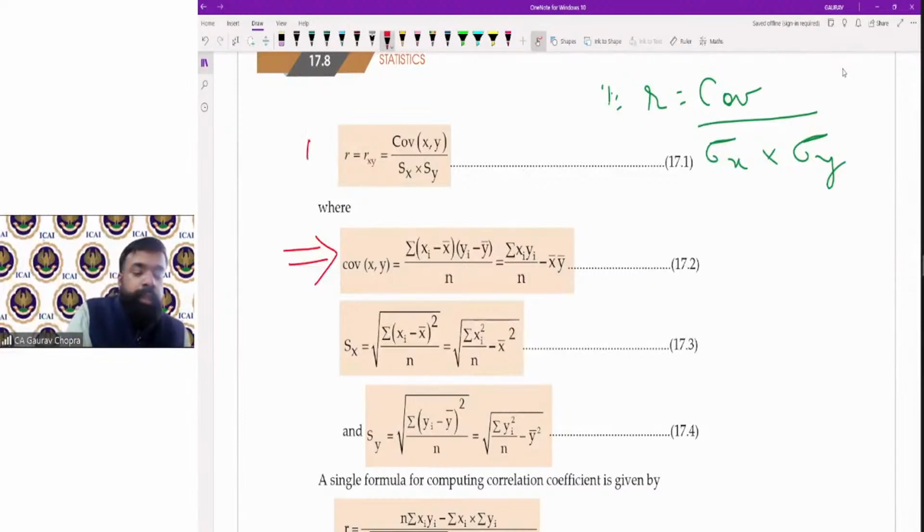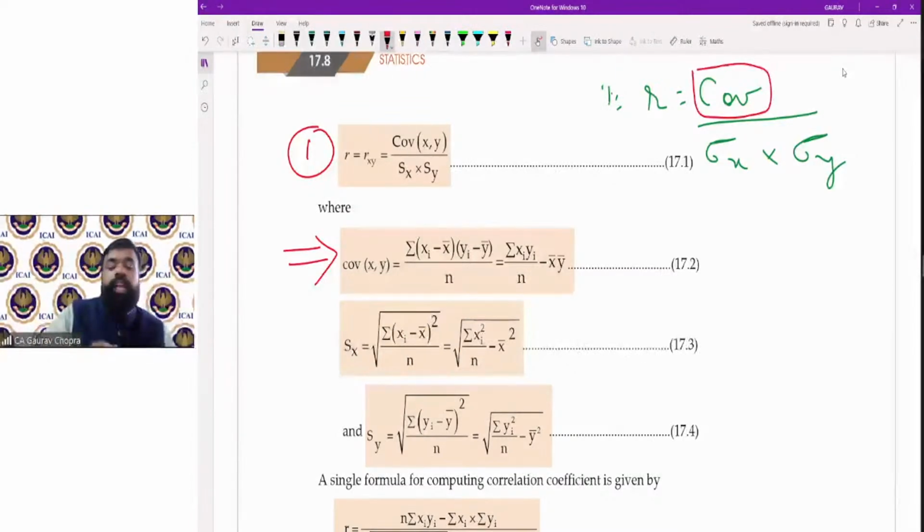So the first method to calculate the correlation is simply covariance divided by sigma x into sigma y. This is the first formula. Now, in this formula, the problem is to find the value of covariance. तो covariance को हम कैसे निकालेंगे? तो covariance को solve करने का formula है sigma x minus x bar multiply by y minus y bar upon n.